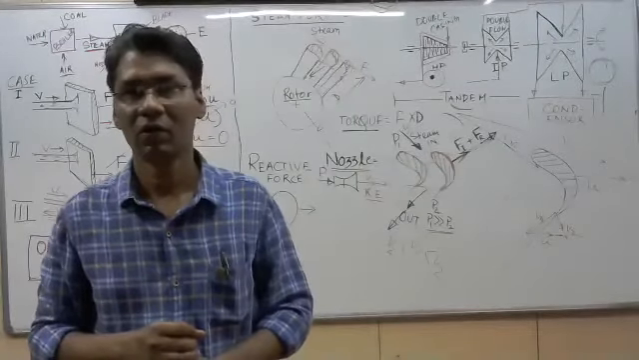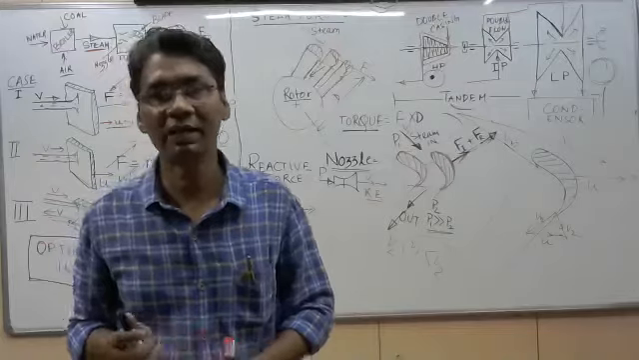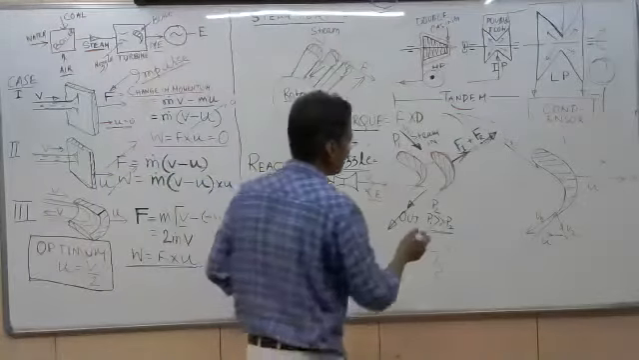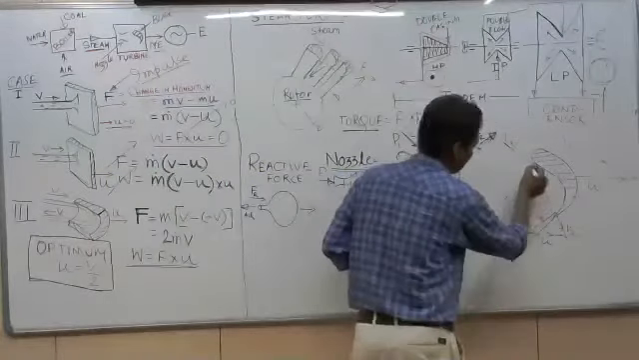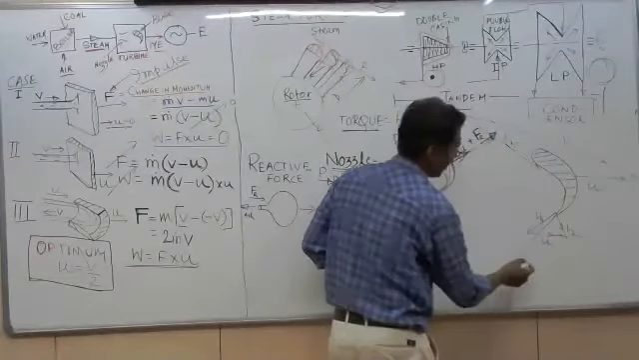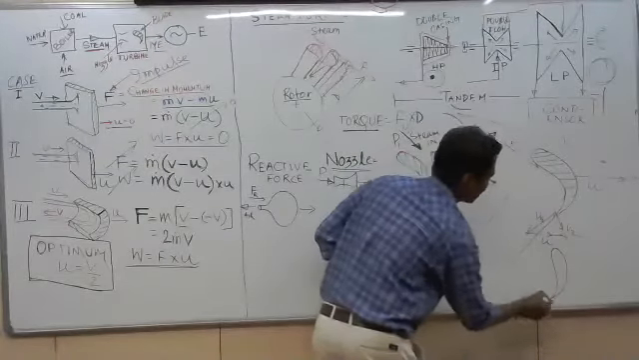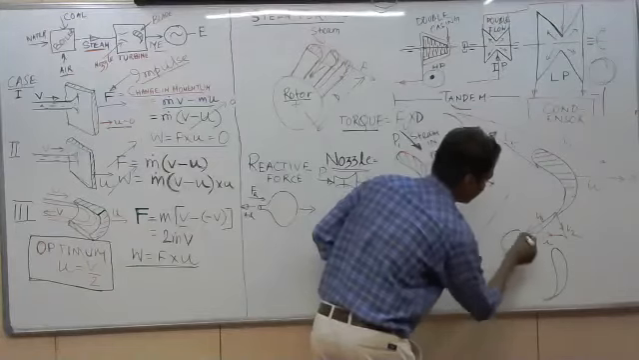Question. Function as a guide: suppose this is the steam coming, and there is a moving blade like this. So we have to again guide the steam like this.